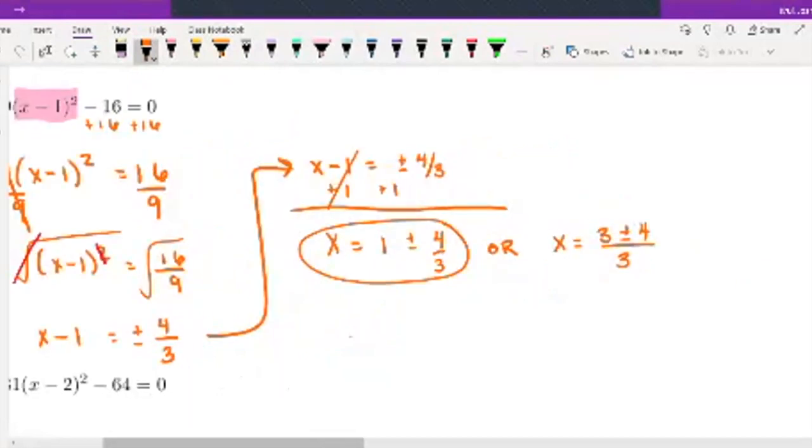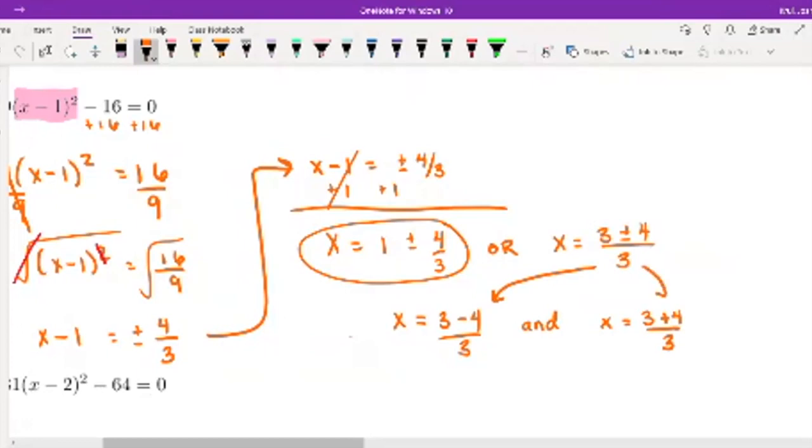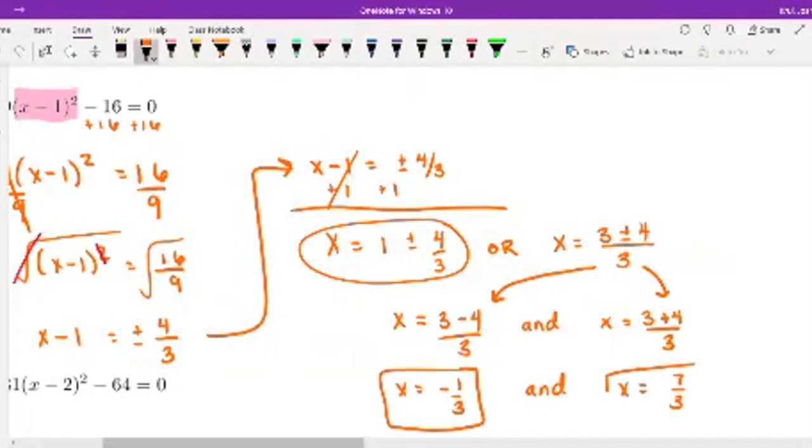So that can become x equals 3 minus 4 over 3, and x equals 3 plus 4 over 3. Because that's what plus and minus means. One of them is a minus sign and the other one is a plus sign. So 3 minus 4 is negative 1 over 3. And 3 plus 4 is 7 over 3. So again, we have two answers.